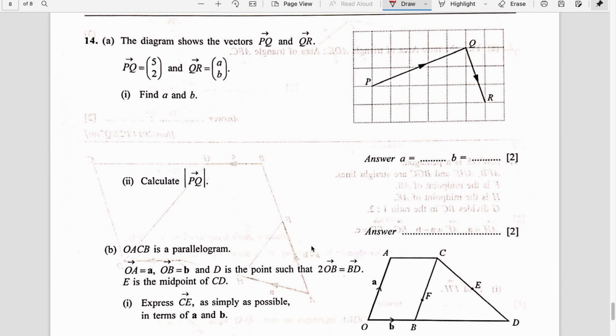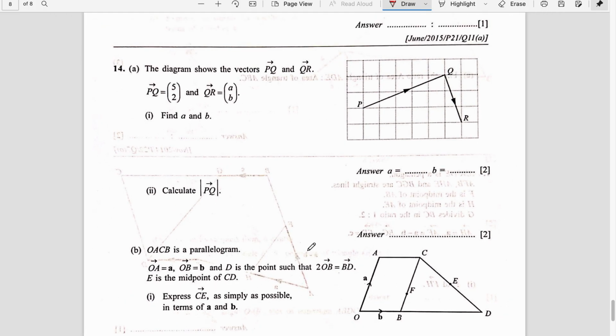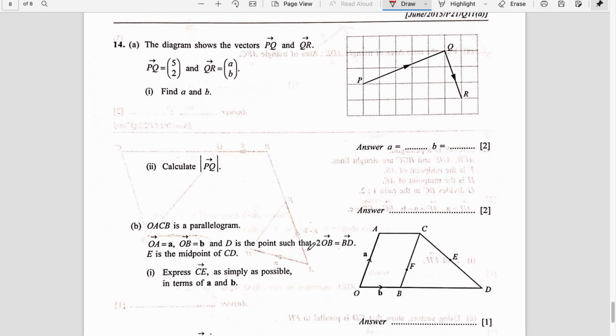Question number 14. This would be a trickier one in the last part. Find A and B. Okay, this is QR. So this is 1 and minus 3. That is 1, that is minus 3. Magnitude of PQ, that is 5 squared plus 2 squared, whole square root. 25 plus 4 is square root 29.